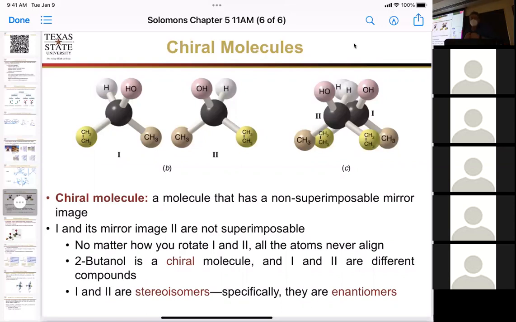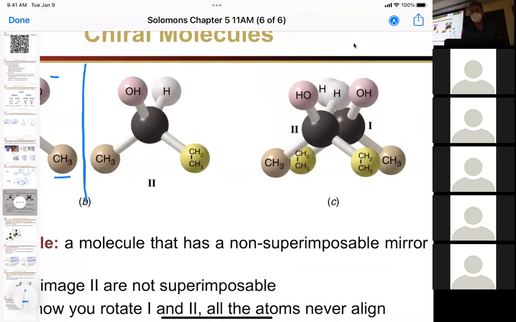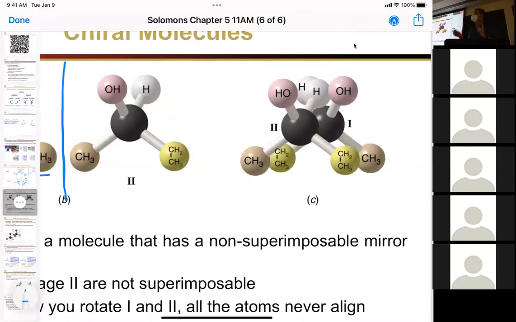So if we look at this example here, we have 4 different things bonded to this carbon, okay? And so we have the methyl group, the ethyl group, the OH group, the hydroxide, and hydrogen there. So we have this alcohol. So this is butanol, 2-butanol, to be precise. Here's its mirror image right here, okay? But if we try to superimpose them, notice that the methyl group and the ethyl group are on opposite sides in those 2 different molecules. So because these are not matching, they are not superimposable. Therefore, it is a chiral molecule.